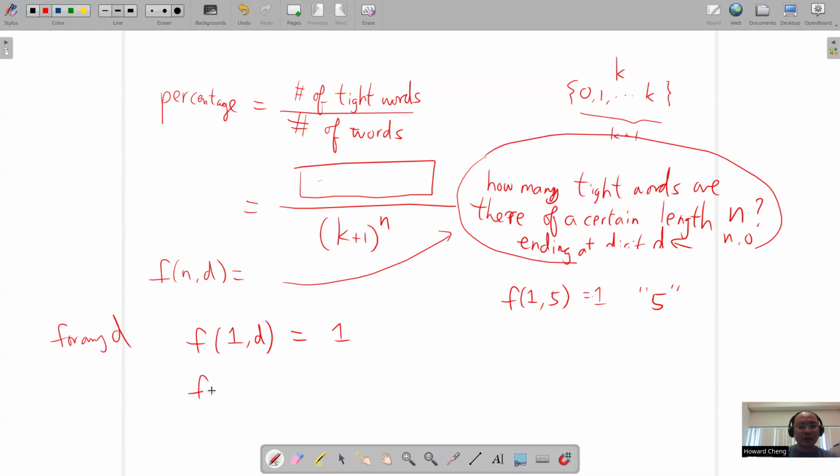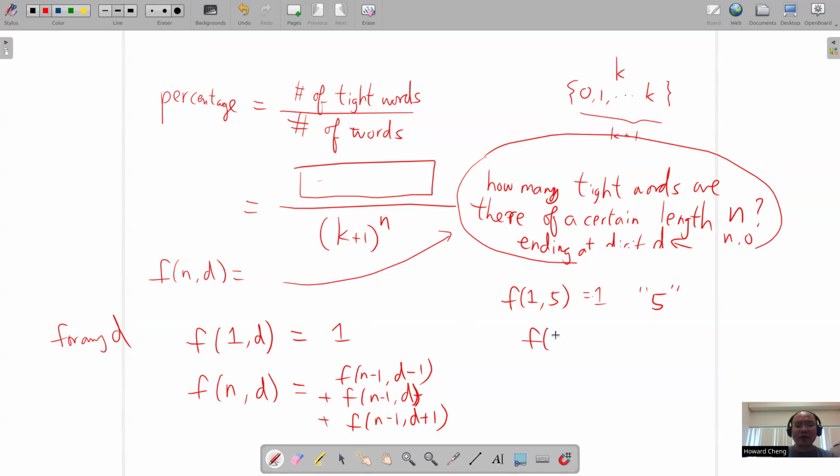Now, what about in general? Well, we can attach it to any one of these. So we can attach it to a string of a smaller length, provided the digit that it ended with is not more than 1 apart. So it can be any one of these, but you have to be a little bit careful that some of these might be invalid.